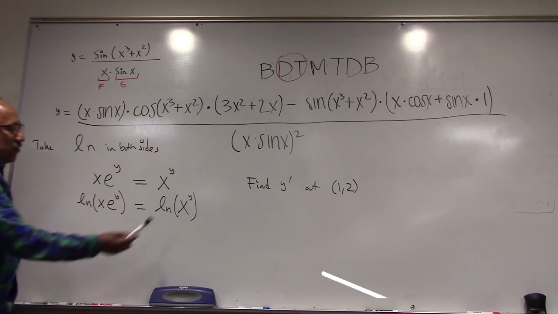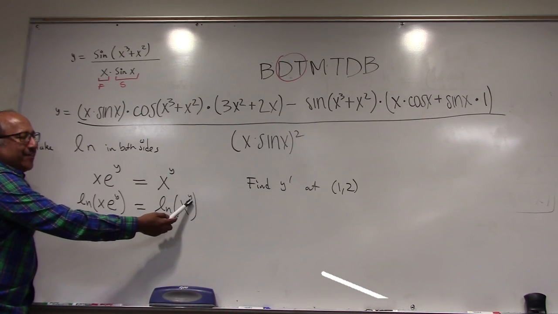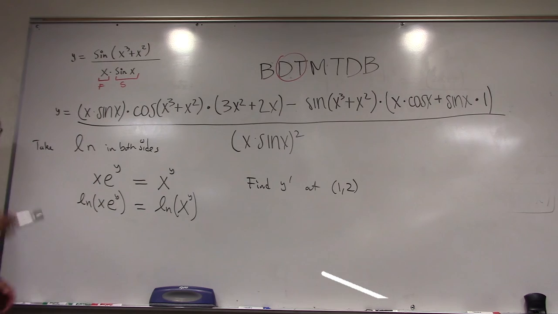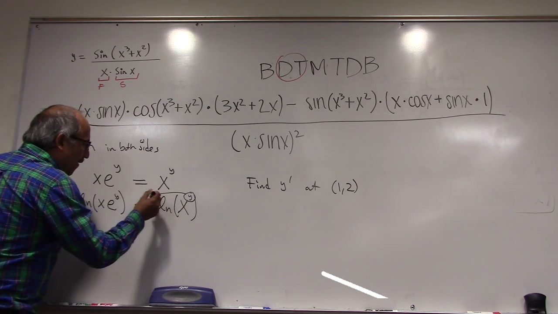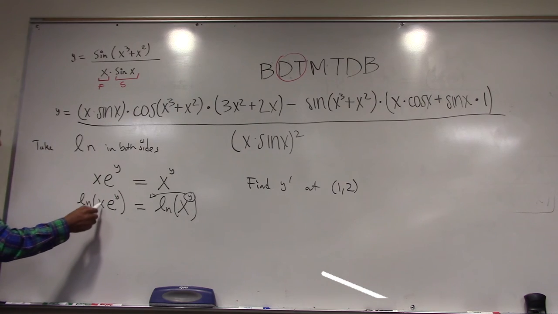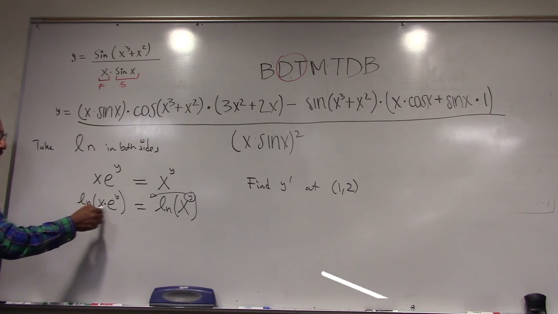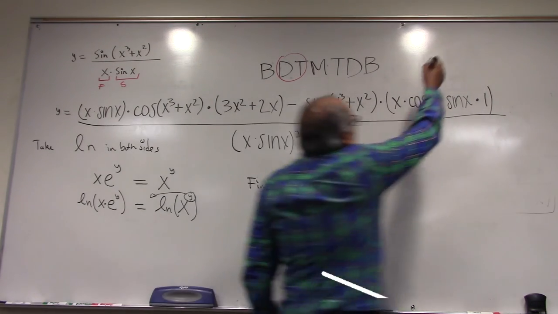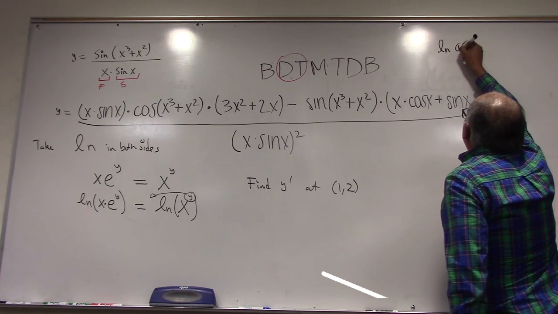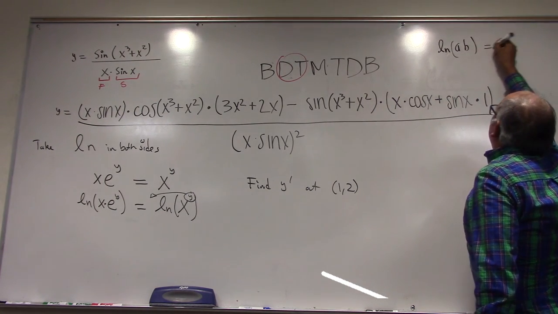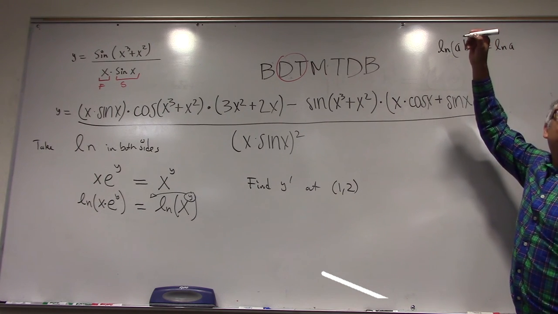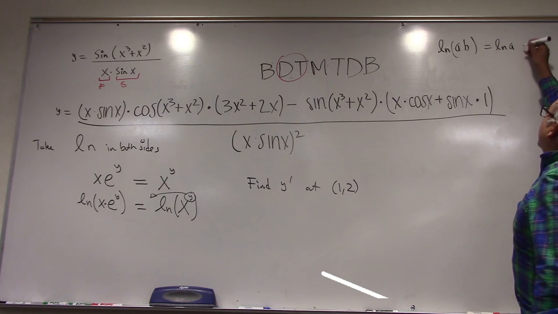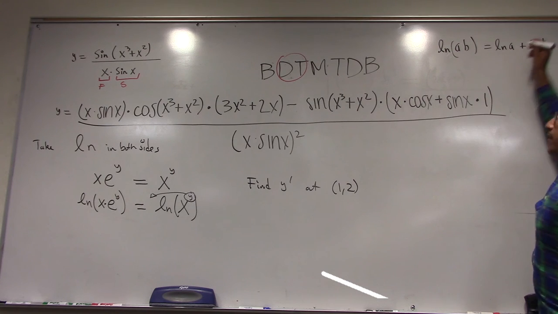All right. So what do we do with this y, guys? We bring it down. We're not taking derivatives yet. We're just using the properties, right? And over here, what is ln of a times b? Something times something. What is ln of a b? Say it louder. Ln of a, plus, not minus, plus ln of b.